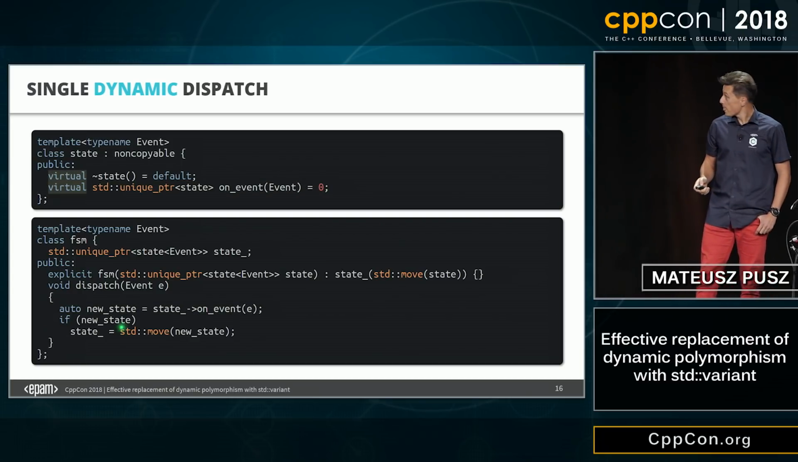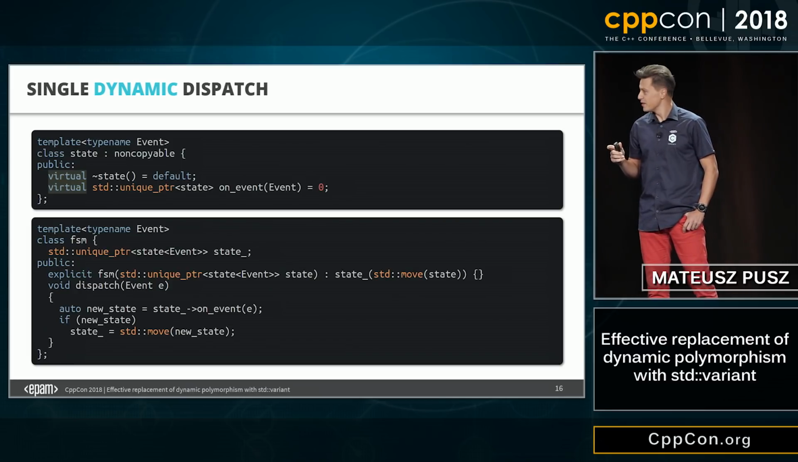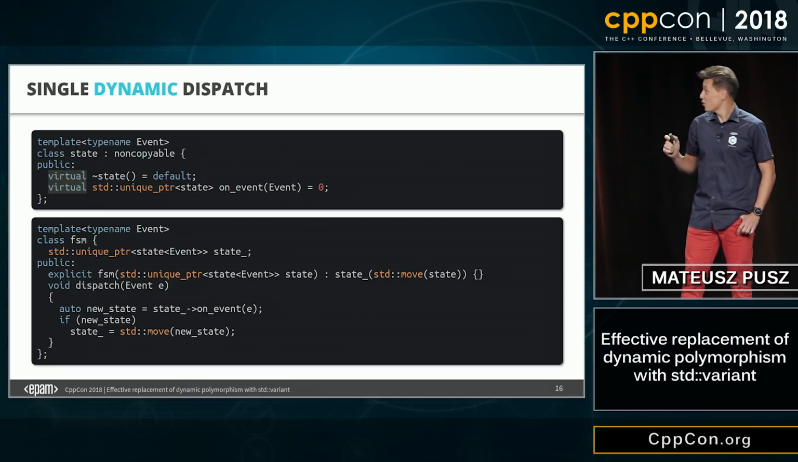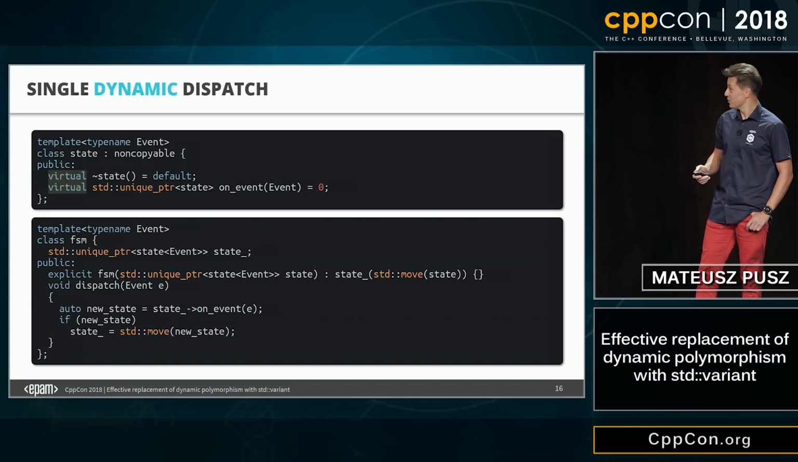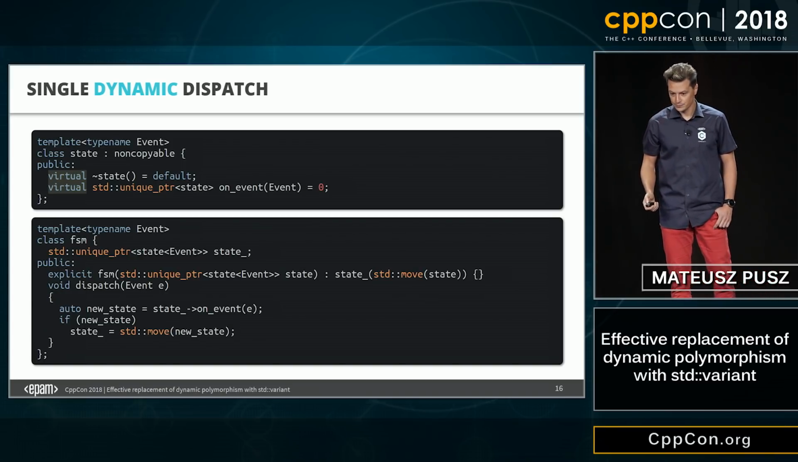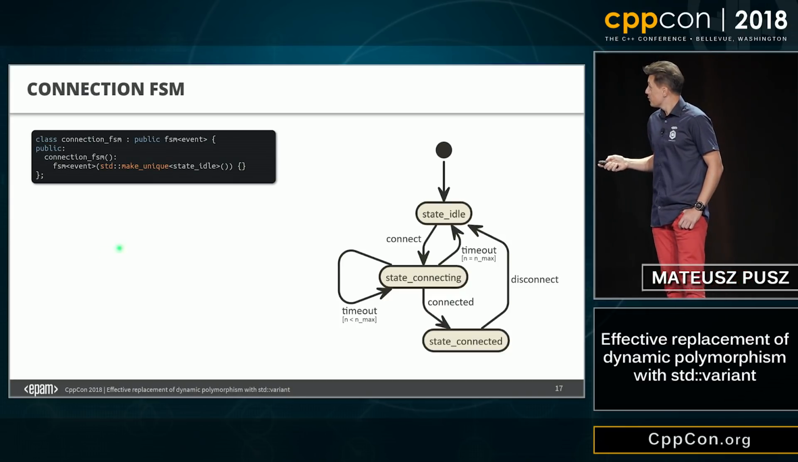It's called dynamic because we have virtual functions here. Virtual in most cases nearly always means slow. And this is what we try to not use in our domain. So this is our Finite State Machine.